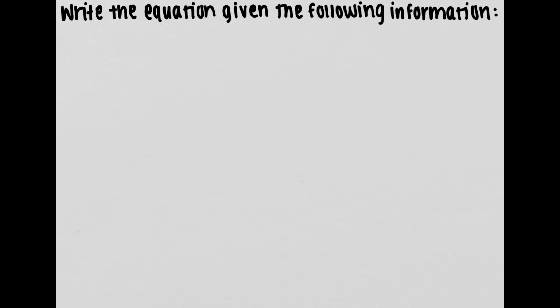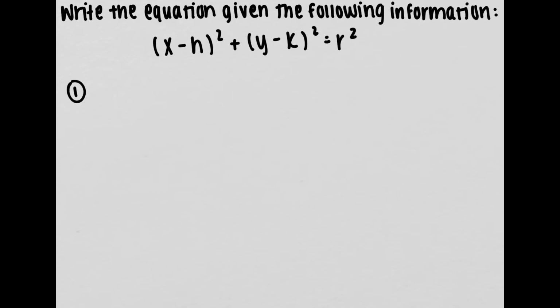For these next three examples, I'm asking you to write the equation given the following information. I'm going to give you the center and the radius, and I want you to write the general equation for it. Remember, we have (x - h)² + (y - k)² = r². In the first example, the center is at (-1, 5), and the radius is 4.